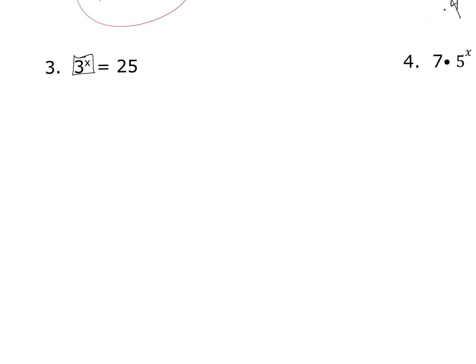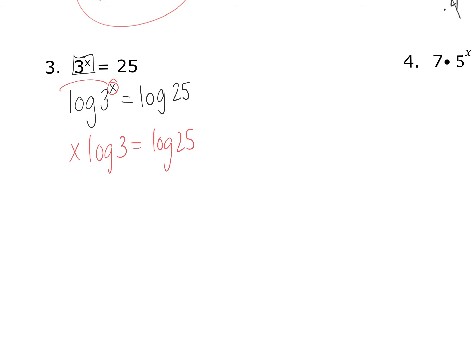The term that has my exponent is by itself, so I am just going to take the log of both sides. Now I have log of 3^x and log of 25. My immediate step after is to bring my exponent down. So now I have x log 3 equals log 25. These are different because I no longer have a log of 10, so I can't cancel anything out. This says x times the log of 3, and in order to get x by itself, I need to divide both sides by log 3. So now I have x equals log of 25 all over log of 3.